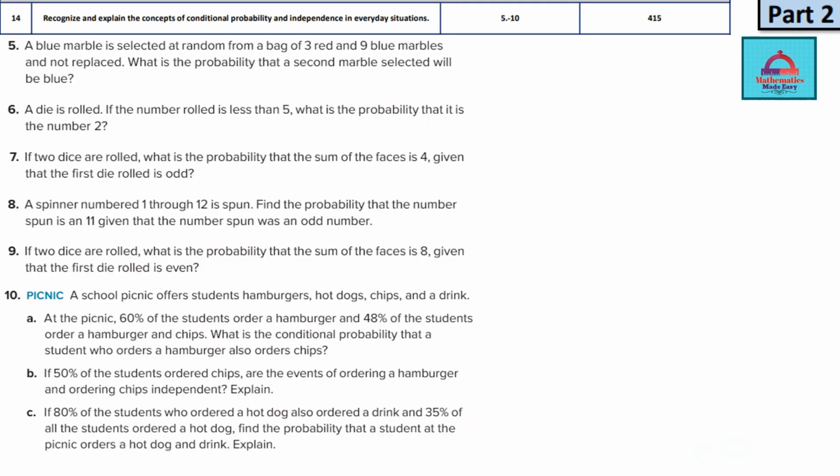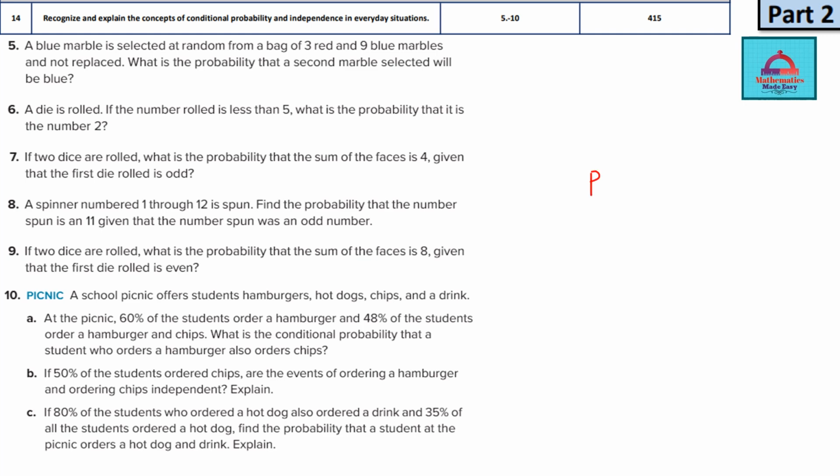So let's solve question 5 to 10 based on the concepts of conditional probability and dependent events. If you want to understand in great detail these concepts, then I've already made a video specifically on this. Go and watch it before you proceed with these questions. It is going to help you understand the concept better.